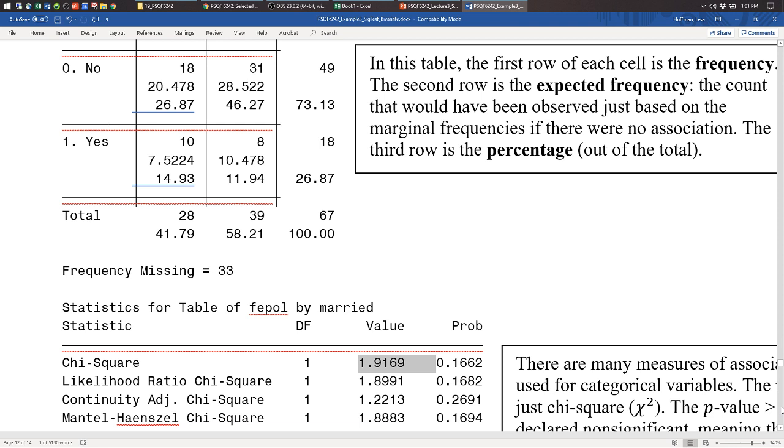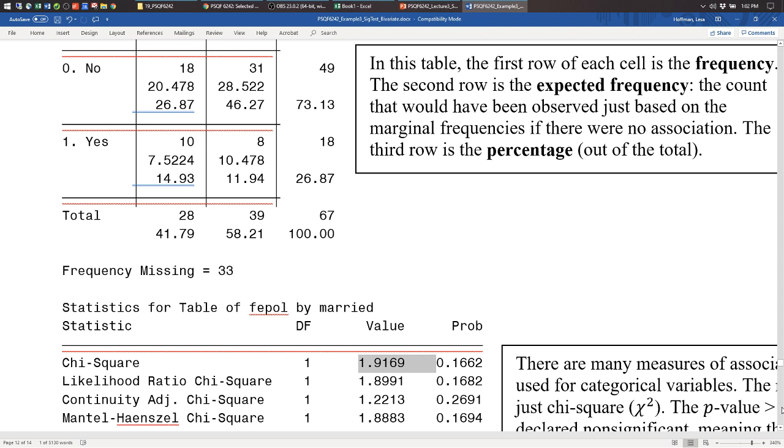So chi-square is 1.9. That is referring to a chi-square distribution. Degrees of freedom is the number of rows minus 1 times the number of columns minus 1. In this case it is 1. So the critical value for chi-square is 3.84 on 1 degree of freedom. That gives us the exact p-value.